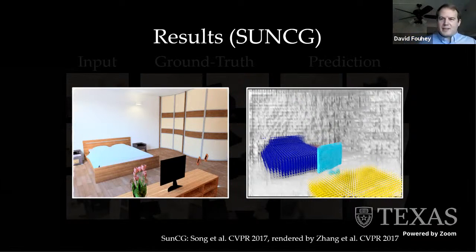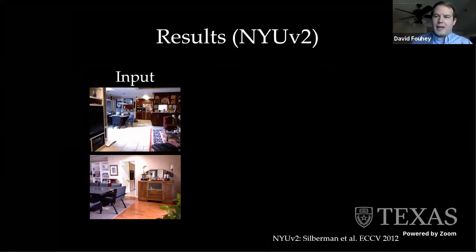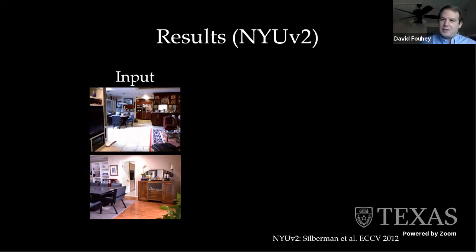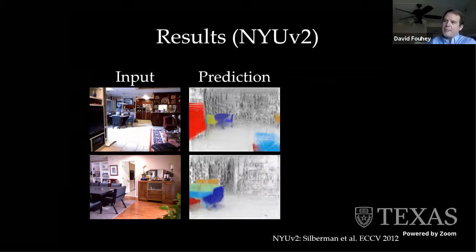So we train this on synthetic data. Now, the natural question you might have is, does it work on real data? The answer is, it works okay enough that we have qualitative results that we can show in the paper and are not really embarrassed. So here we have NYU V2, and here we have the prediction. You can see it gets the tables and chairs in the back in the first row, and you get the TV.